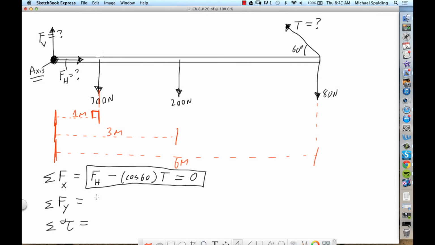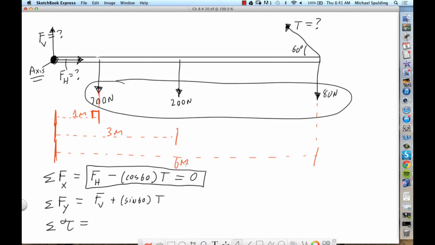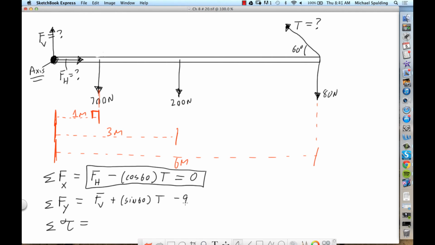All right, in the y direction, we have force vertical pointing up. We also have the y component of tension pointing up, so that's going to be plus sine 60 T. And then I'm just going to add these 3 together. All 3 of those point down. What do those add up to? 980. This 980 is those 3 added. Sum of the forces equals ma. Is it accelerating vertically? Nope. So this goes to 0. All right, so there's the summing of the forces for X and Y.